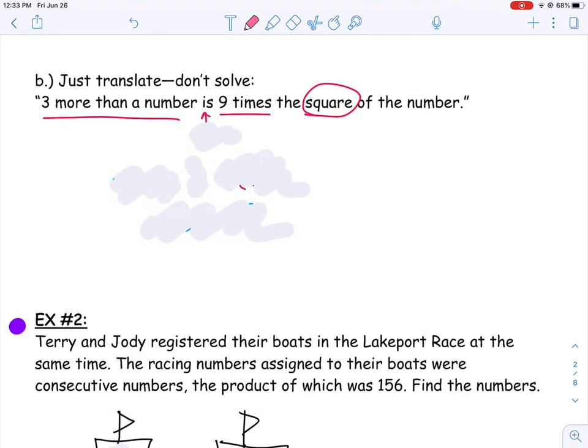It says 3 more than a number is 9 times the square of the number. 3 more than a number, do we know what the number is? So we can call it x, is, remember equals, 9 times the square of the number. So whatever that number is, squared. So I'm going to take each of these pieces and translate it. 3 more than the number, so whatever the number is, x, and add 3 to it, equals 9 times whatever that number is squared. 9 times x squared. I can then combine those and say 9x squared.